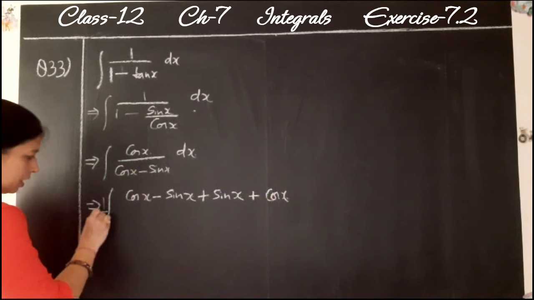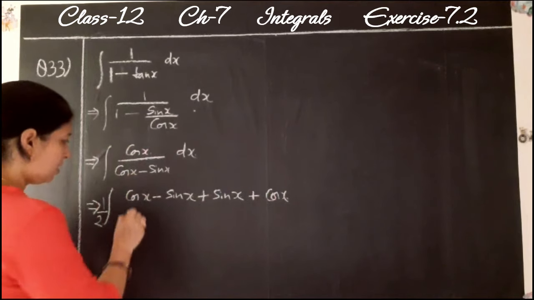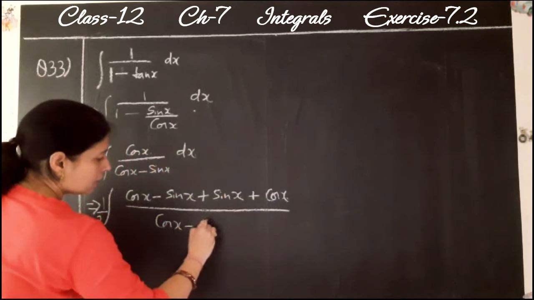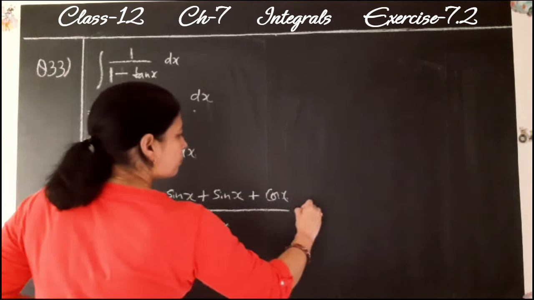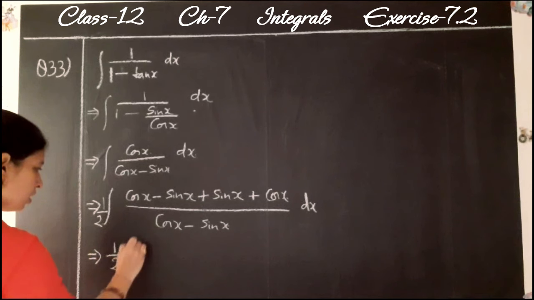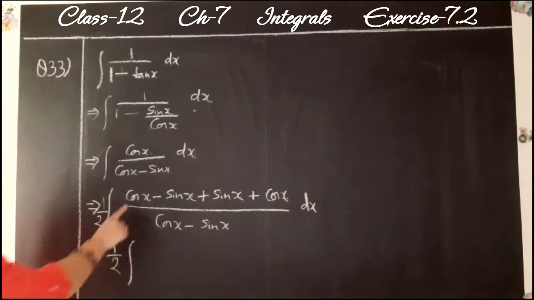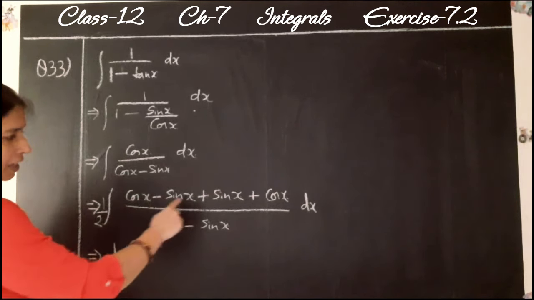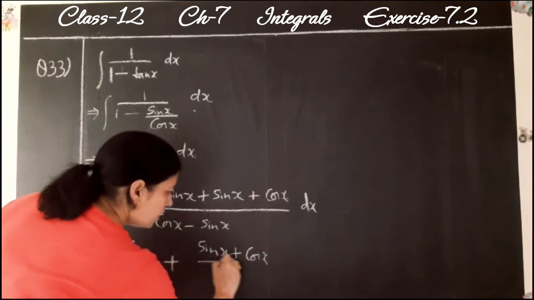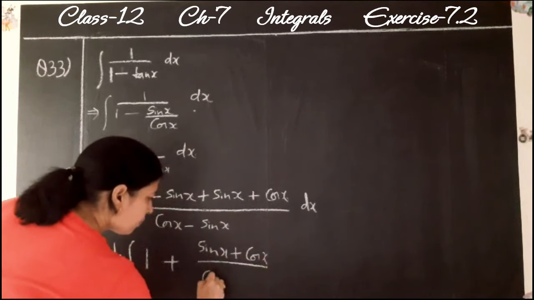So write here 1 by 2 because here only 1 cos x is given. Then write here (cos x minus sin x) dx. Then divide this: cos x minus sin x divided by cos x minus sin x. So it will be 1. Then write plus (sin x plus cos x) divided by (cos x minus sin x) dx.